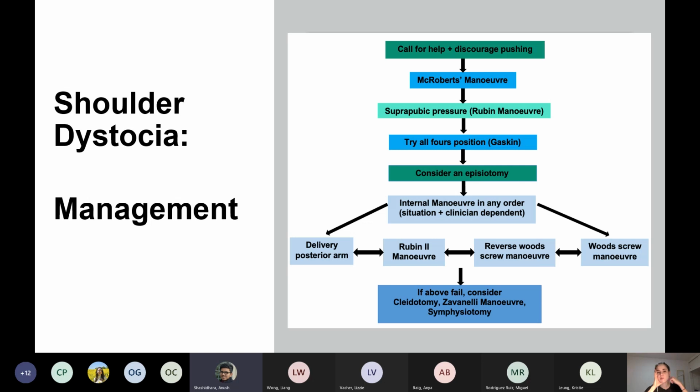But most of the time you try McRoberts manoeuvre and that should work, and then you can apply suprapubic pressure. But you need to remember to call for help, because if you're an SHO or someone, other people will come in and you will end up standing there while I tell you what to do. So it's a proper emergency, and it's one of the scariest things that obstetricians come up against.